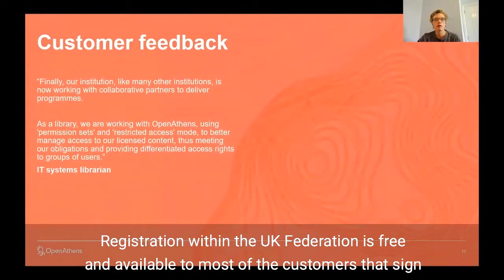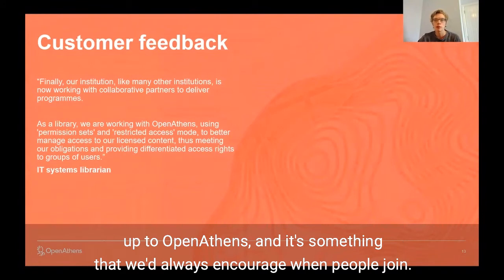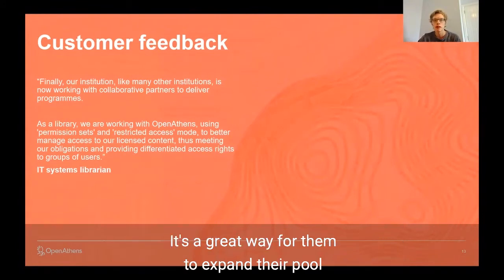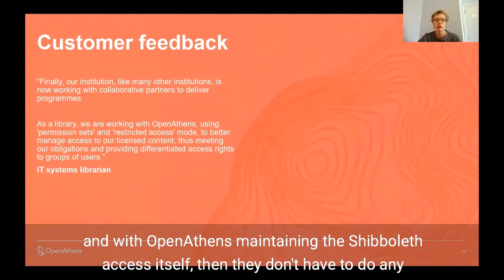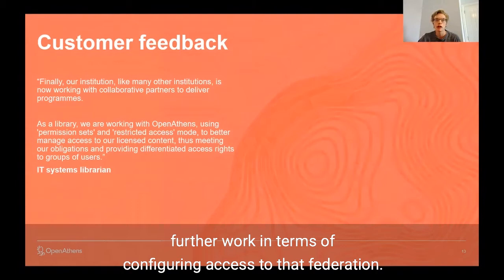Registration within the UK Federation is free and available to most of the customers that sign up to OpenAthens, and it's something that we'd always encourage when people join. It's a great way for them to expand their pool of available resources and requires minimal input from the customer. And with OpenAthens maintaining the Shibboleth access itself, they don't have to do any further work in terms of configuring access to that federation.